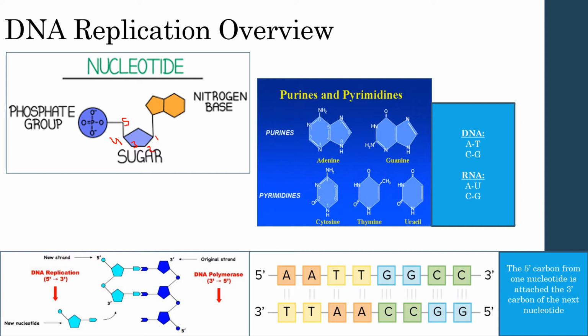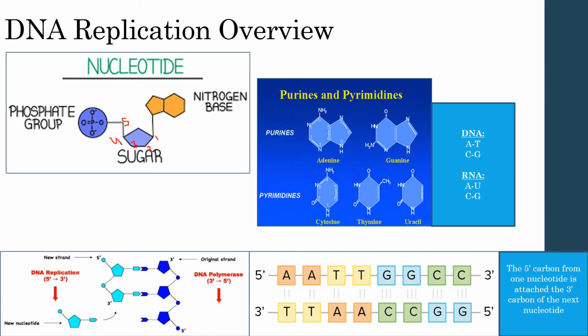Over here I showed what bonds with what. Two purines cannot bind together because it would be too bulky, since they're too ringed. Two pyrimidines cannot bind together because it would be too thin. So you need a purine with a pyrimidine. In RNA, there is no thymine, there's only uracil. I just thought I would put that in there so you knew.